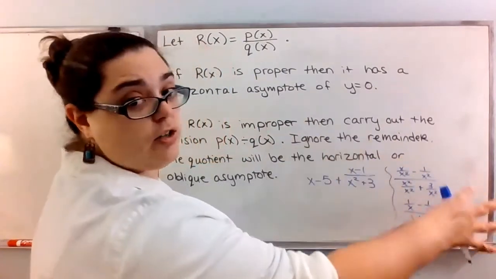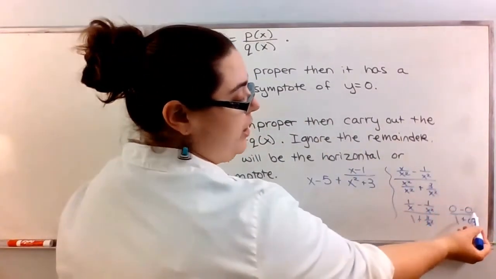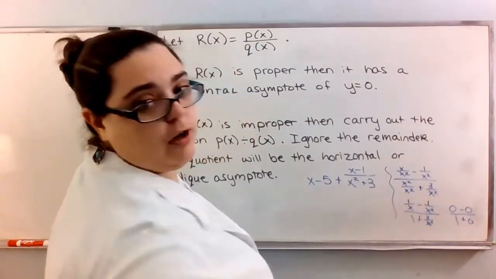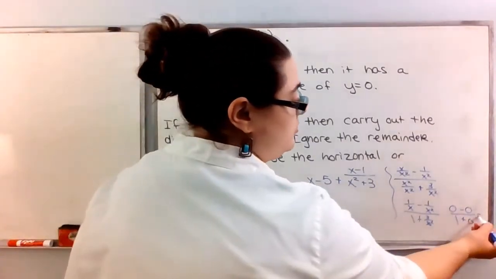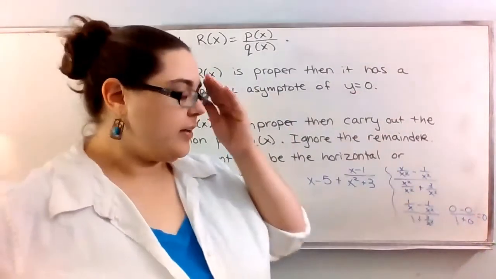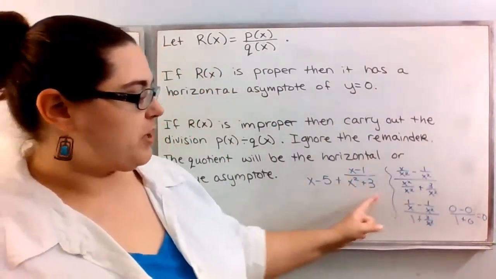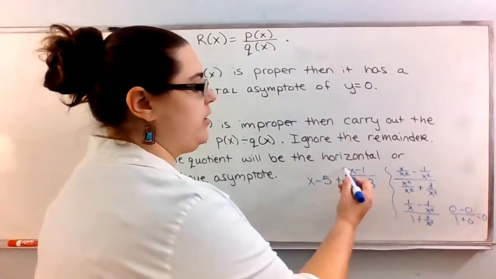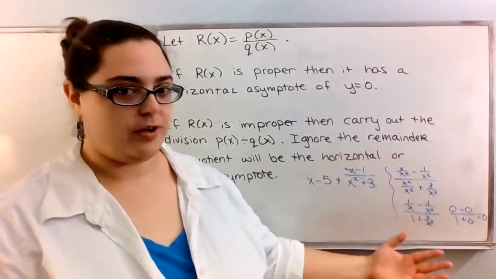So for really large values of x, you end up getting 0 over 1, which is 0. When you have a really large value of x, this rational expression piece is going to become irrelevant. It's just going to turn into 0.